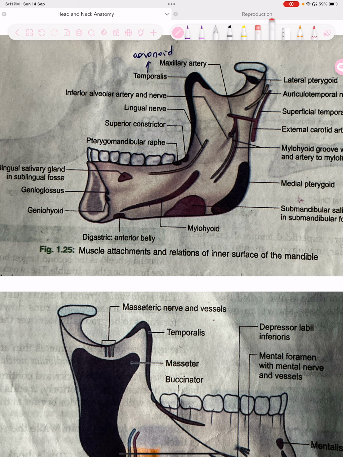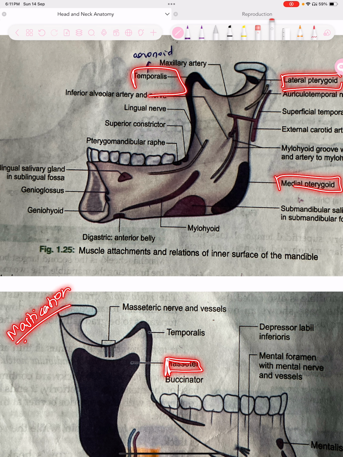Medial pterygoid muscle, very important. It's situated at the angle, right here on the inner surface. Then you have the temporalis. So if here is the medial pterygoid, here will be the temporalis on the anterosuperior part of the ramus. And where is the lateral pterygoid? On the neck of the condylar region. So here, let me just make it clear. Lateral pterygoid, medial pterygoid, temporalis, and masseter. These are the muscles of mastication.